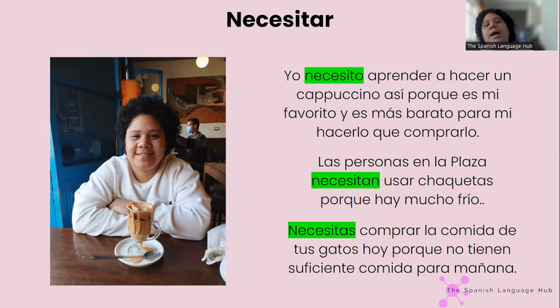So again, I need to learn to make a cappuccino like this because it's my favorite and it's cheaper for me to make it than to buy it. People in the plaza need to use jackets because it's very cold. Necesitas, you need to buy the food for your cats today because they don't have enough food for tomorrow.